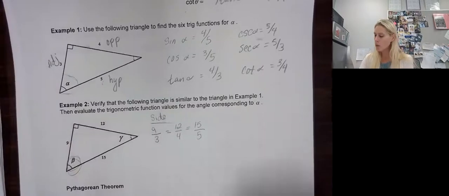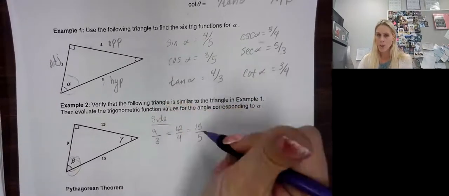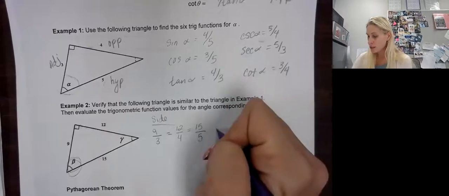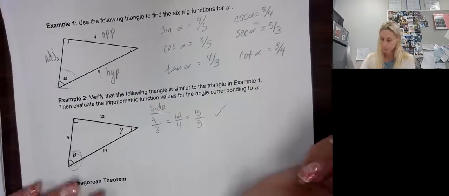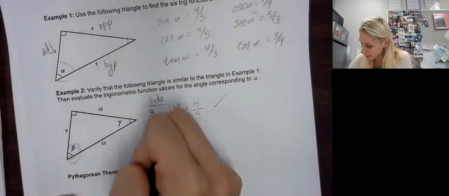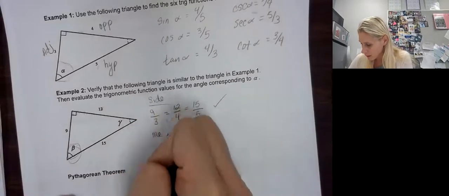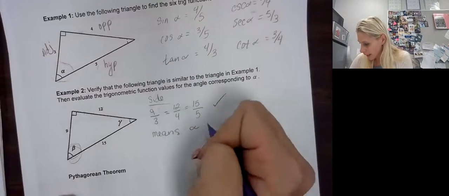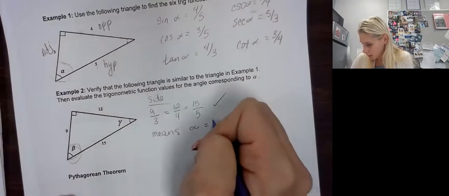And what do you know? 9 over 3 is 3. 12 over 4 is 3. And 15 over 5 is 3. So yes, they are proportional. This means that alpha and beta are equal.